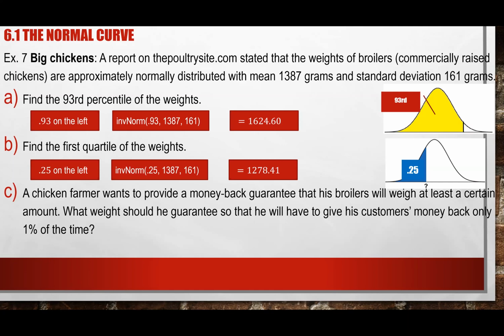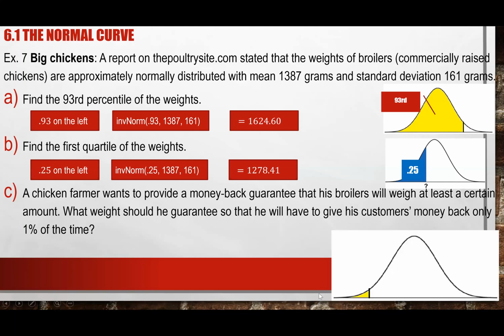If you buy the chicken, go home, and it does not meet that requirement, you return it and he will give the money back. So they ask, what is the weight that the farmer should state? Now you have to ask yourself, is this 1% to the left or 1% to the right? If the chicken weighs less than this weight, the farmer has to give the money back, and that is the 1%. The other 99% he keeps the money.